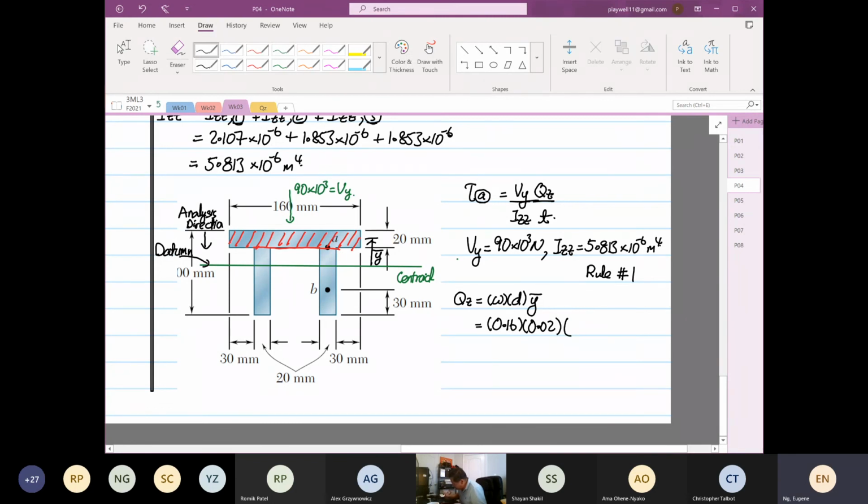Y bar is equal to what? We know the distance from here to here is 35, right? The distance from here to there is 10 millimeters. So y bar is equal to 0.035 minus 0.02 divided by 2. To get 10, it is 20 divided by 2. So this will be equal to 0.035 minus 0.01.